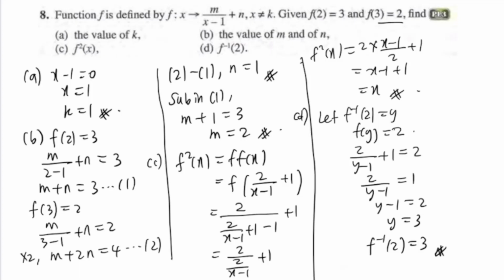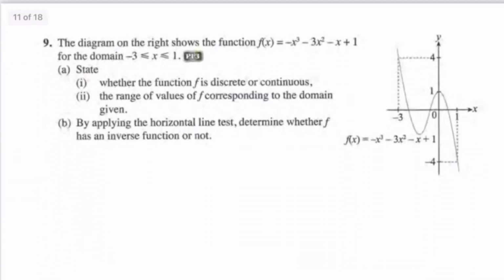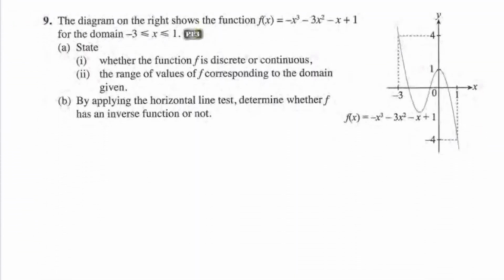Okay, that is question number 8. Let's move on to number 9. Okay, diagram shows the function y equals x cubed minus 3x squared minus 1 plus 1 for the domain of x between minus 3 and 1. So state whether the function is discrete and continuous.